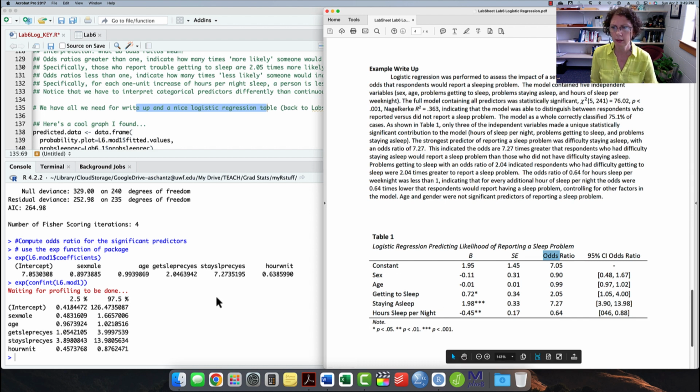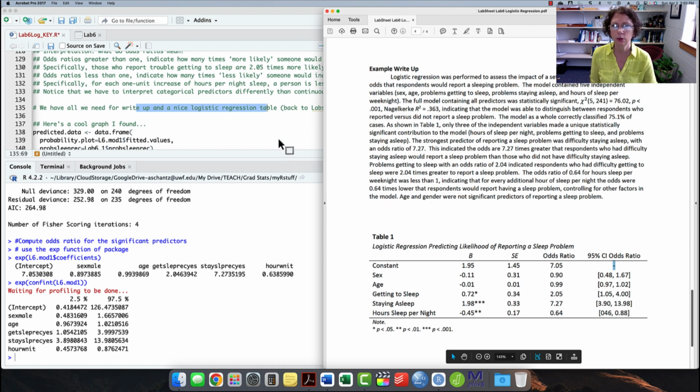I think it's going to be SPSS. That's what it is. In SPSS, they don't give you the 95% confidence interval of the odds ratio for the constant. That's okay. You can just leave a dash in that column for the constant or intercept.